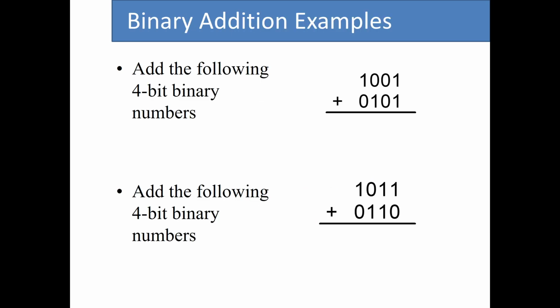So now let's take a look at a couple more examples. We have here 1001 and 0101, two 4-bit binary numbers that we want to add together. Let's go step by step again. We have 1 plus 1, which is 2, and again 2 in base 10 equals 10 in base 2. So we have 0 here, and we have 1 carried to the next bit. Now we have 1 plus 0 plus 0, which is going to be 1, 0 plus 1, which is going to be 1, and finally 1 plus 0, which is going to be 1.